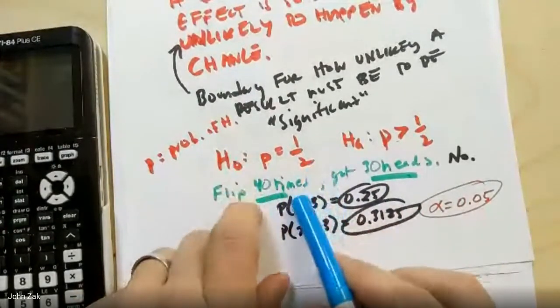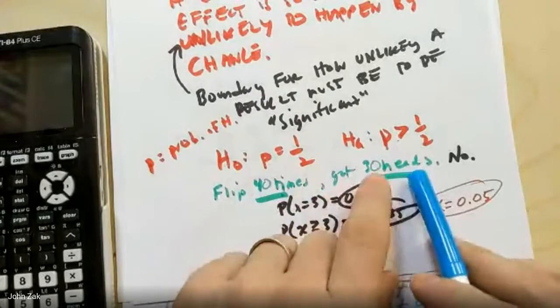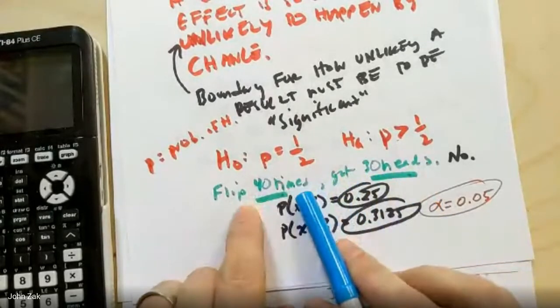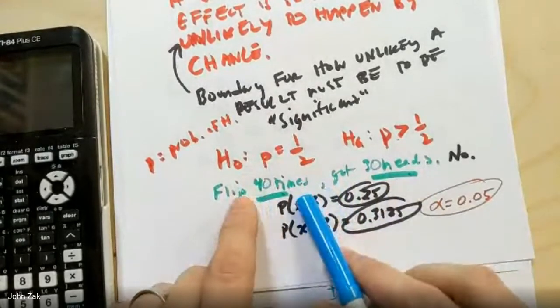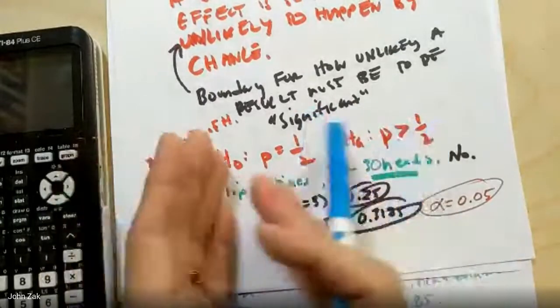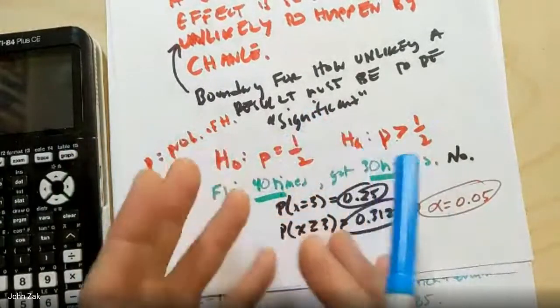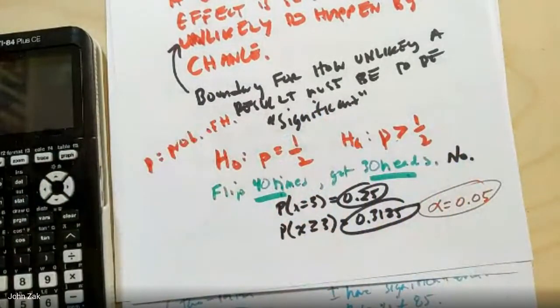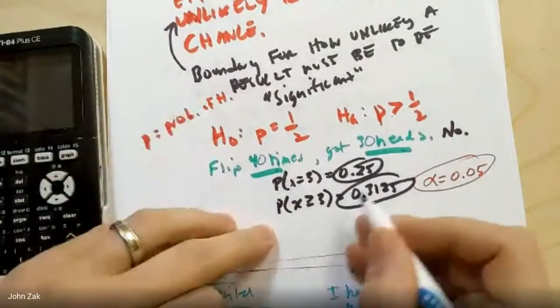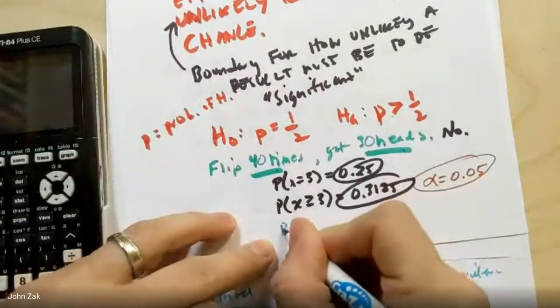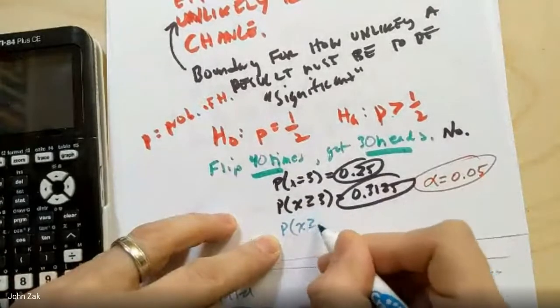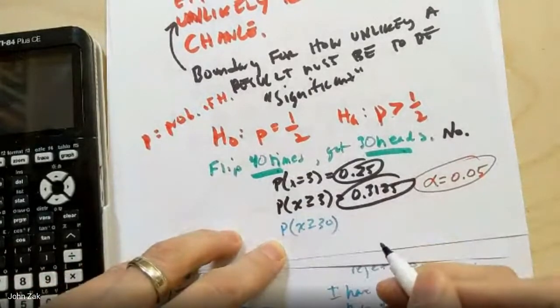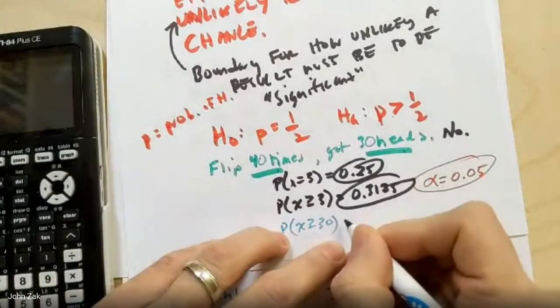You'd expect 20. So getting something like 30 is going to be even harder to do when you had a larger number of trials, because you would expect things on average to be closer and closer. It's actually what the law of large numbers says, right? So the p-value for this scenario, getting 30 heads, would be the probability that x is greater than or equal to 30, right?